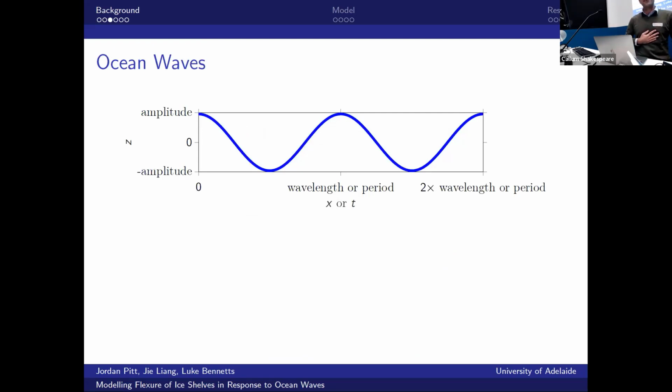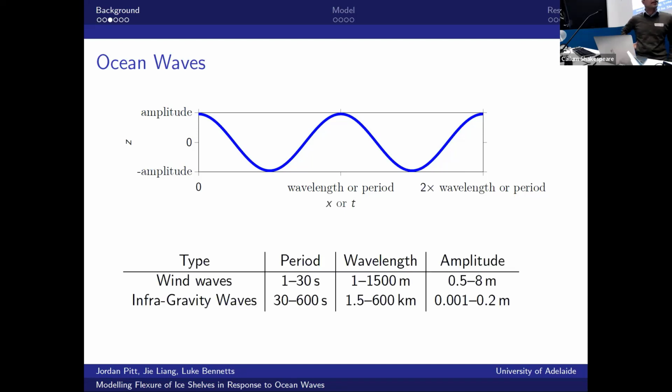This is a very simplified picture of a wave. We have an amplitude, or a height, which is twice the amplitude, a wavelength being the distance over which our wave repeats, and a period being the duration over which the wave repeats. We're going to talk about two types of waves today. Wind waves, which are the waves you immediately pictured when I said ocean waves, generated by wind blowing across the ocean. These have periods on the order of 1 to 30 seconds, and wavelengths from 1 meter to 1,500 meters. Their amplitudes range from half a meter for very calm seas up to 8 meters for very rough seas like we see in the Southern Ocean.